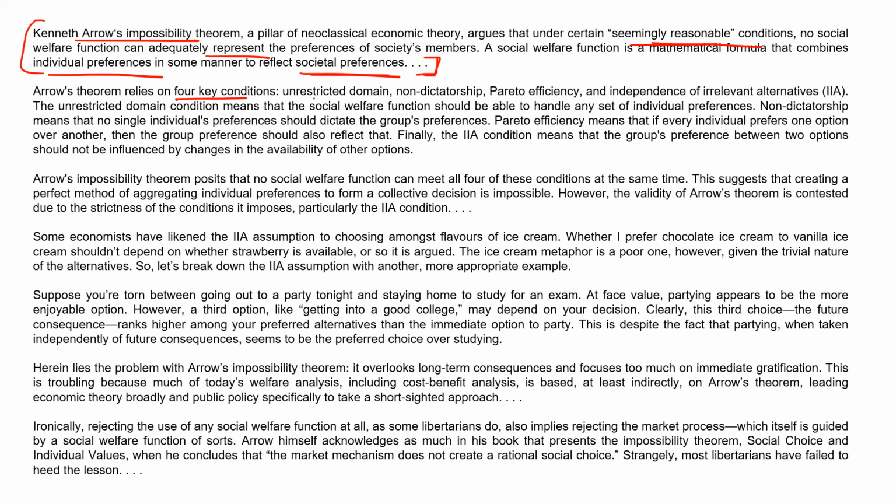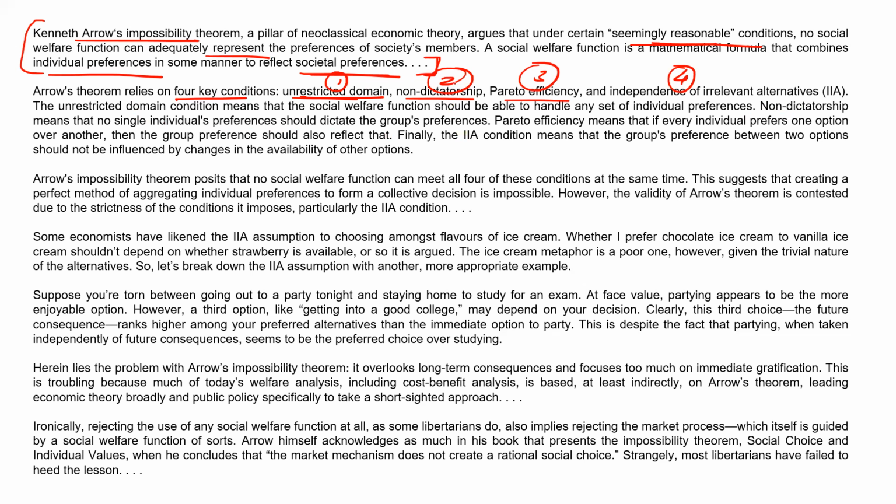There are 4 conditions. Unrestricted domain, non-dictatorship, Pareto efficiency, independence of irrelevant alternatives. So this is 1, this is 2, this is 3, and this is 4. The unrestricted domain condition means that a social welfare function should be able to handle any set of individual preferences. So there should be no restriction on any kind of preferences. That is 1. Second, non-dictatorship means that no single individual's preference should dictate the group's preference.